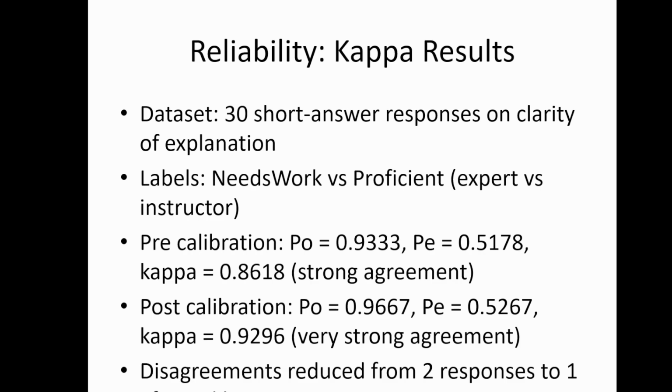After using the calibration view to walk through those borderline items, observed agreement increased up to about 0.97, and kappa increased to about 0.93, which is strong agreement. Only one disagreement remained. The key point is that the calibration and metric view surfaces disagreements and links back to the underlying responses and rubric cards, which helps raters focus their discussion and align their threshold without re-rating everything.